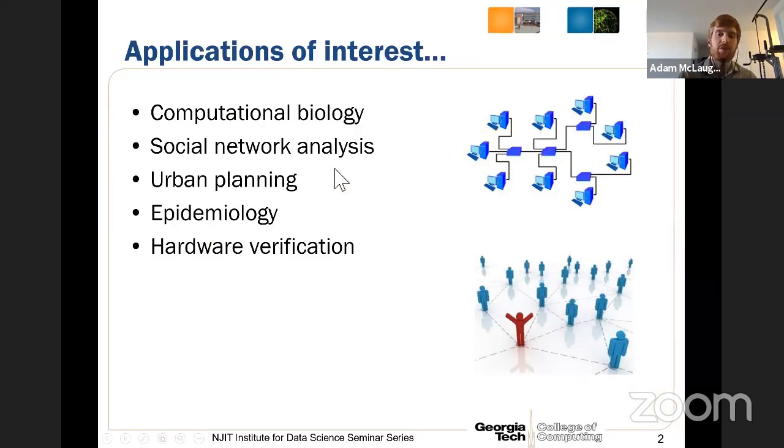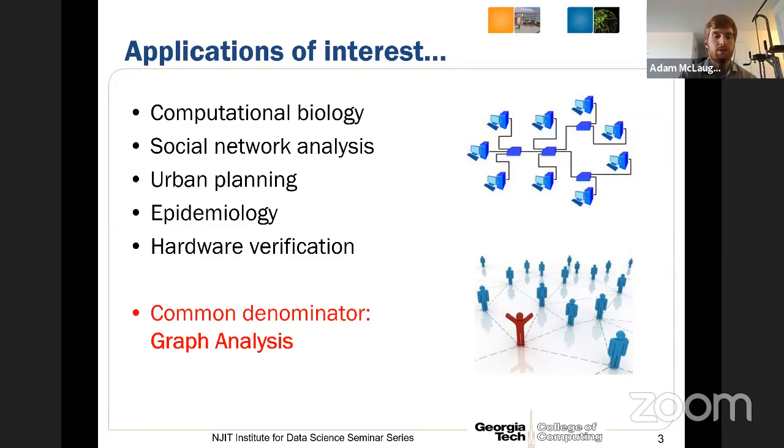There's a lot of applications of interest that people in the computer science community are dedicated toward solving. There are problems in computational biology, social network analysis, urban planning, et cetera. While these particular fields don't seem to have too much in common, one thing that falls under all these problems is that you can use graph analysis to tackle them. Graphs are a nice general way to express data that can apply to all sorts of domains.